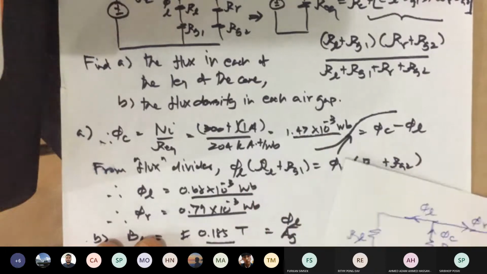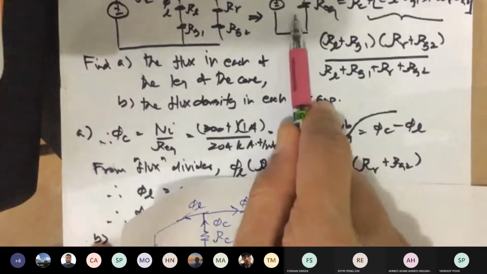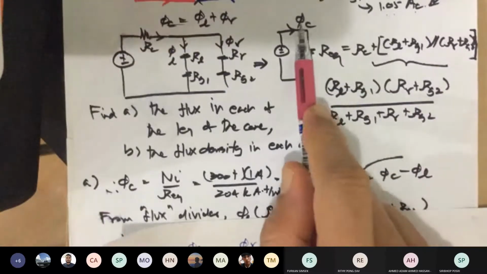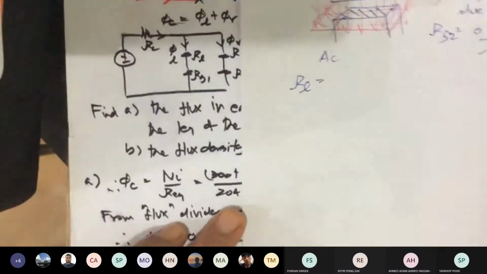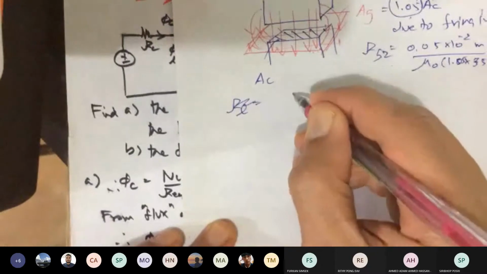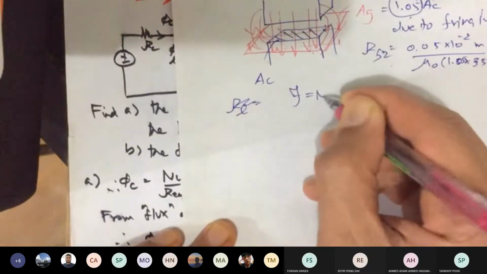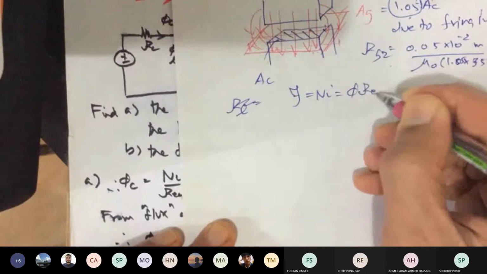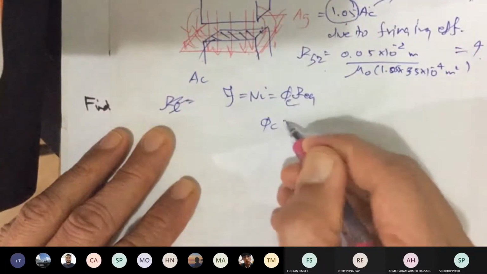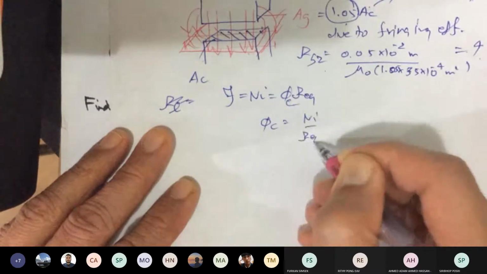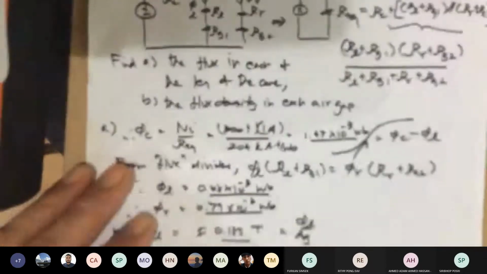Okay. Now, go back to the equivalent circuit that we have based on that. So we know that based on magnetic Ohm's law, magnetic circuit, Ohm's law gives you magnetic force, which is N times I equals to phi times Req. In this case, phi C, because this is our flux. So now you can calculate the flux in the center leg. Phi C becomes Ni divided by Req, shown in the notes here.